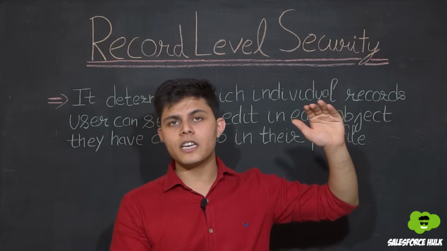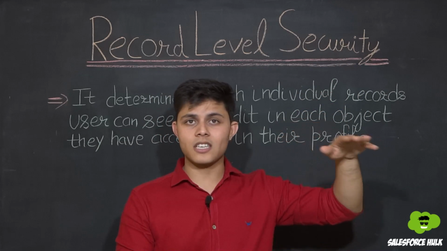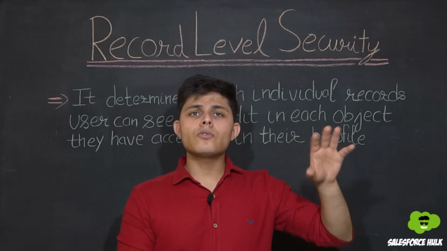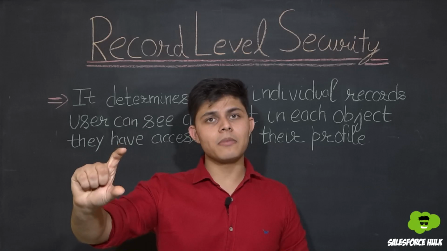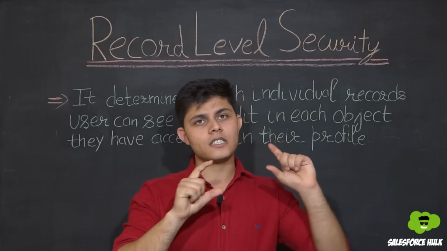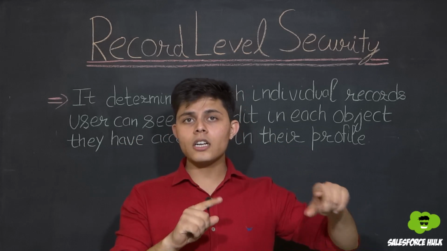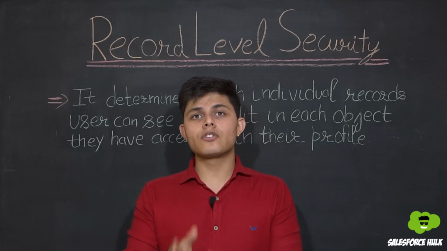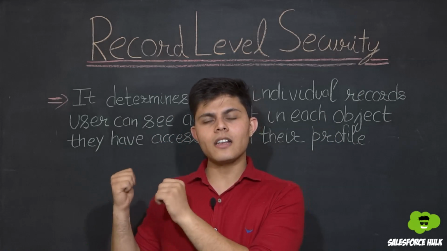In that bank account object, you have different types of accounts: savings account, current account, savings minor account, multiple sets of accounts. You want this user to be able to edit the records of savings account only, not of current account or savings minor account. Then in that situation, you'll implement record level security.